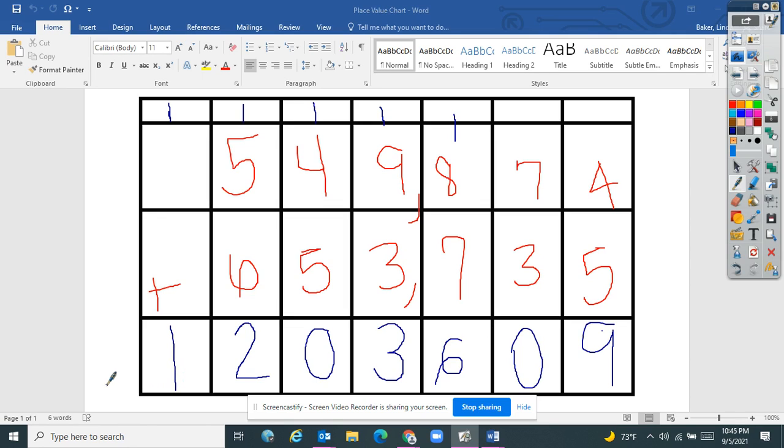So now I have all my digits that make up the sum of my answer. So in order to figure out where your commas go, start with your ones place. Ones, tens, 100, put your comma, 1,000, 10,000, 100,000, put your comma. Now let's read this number correctly. 1,203,609. Hopefully this helps with understanding how to add multi-digit numbers using the standard algorithm. This is Ms. Baker.